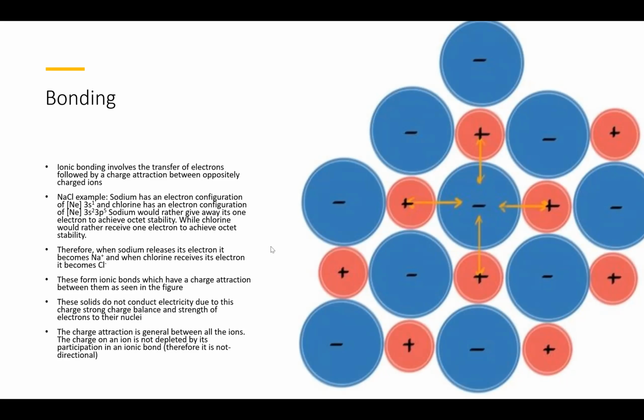Therefore, when sodium releases its electron, it becomes Na+, and when chlorine receives its electron, it becomes Cl-. These form ionic bonds, which have a charge attraction between them, and that's shown in this figure. These solids do not conduct electricity due to this strong charge balance and strength of electrons to their nuclei. The charge attraction is general between all the ions, and the charge on an ion is not depleted by its participation in an ionic bond, therefore it is not directional.